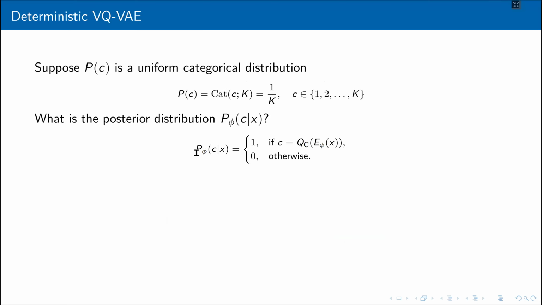And what is the posterior distribution? It looks like this. Only the nearest neighbor has the probability assigned to 1.